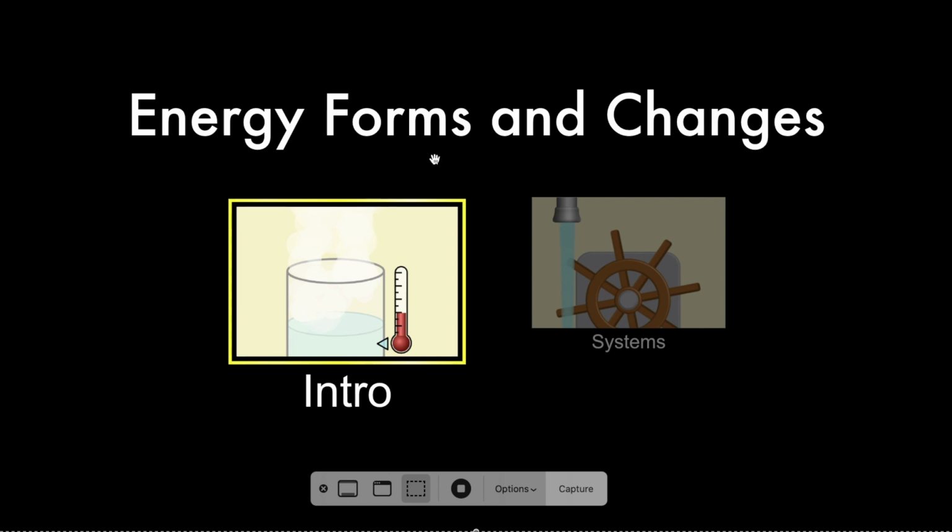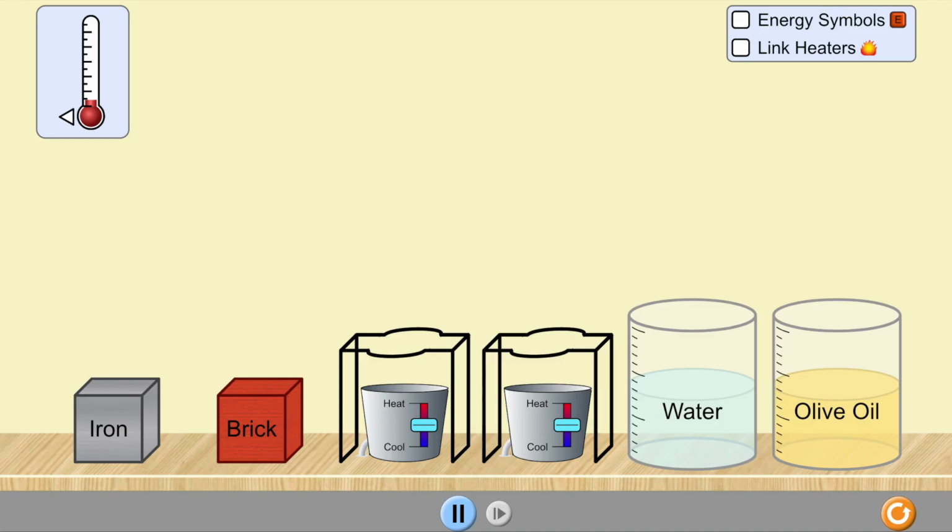Today we're going to look at energy forms and changes. We're going to start with the intro. In the intro, make sure that you turn on your energy symbols, and we're going to also link our heaters so we can compare how the heat or thermal energy affects both the iron and the brick.